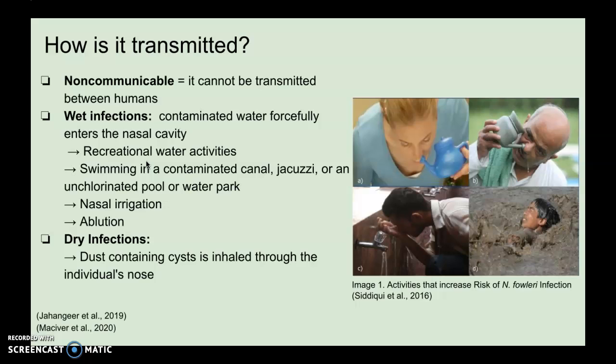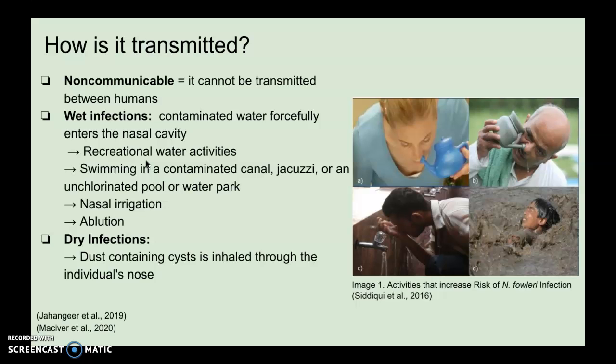So, PAM is a non-communicable disease, meaning that it cannot be transmitted between humans. There are only two types of infections that can occur. One being wet infections, and this is when water contaminated with N. fowleri forcefully enters the nasal cavity.